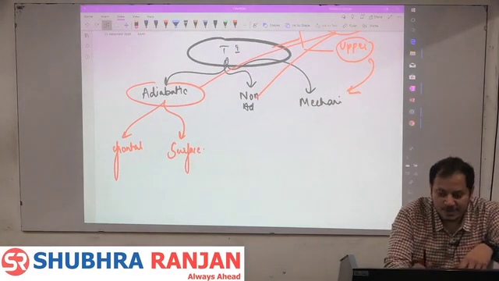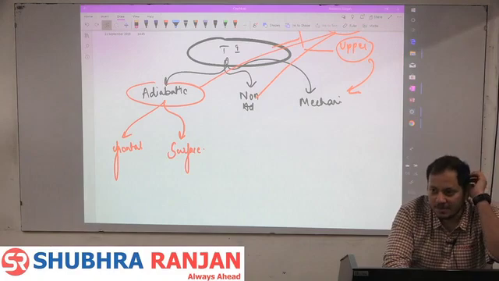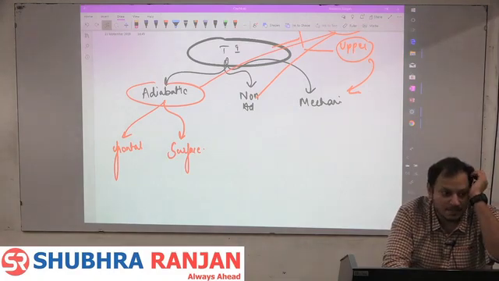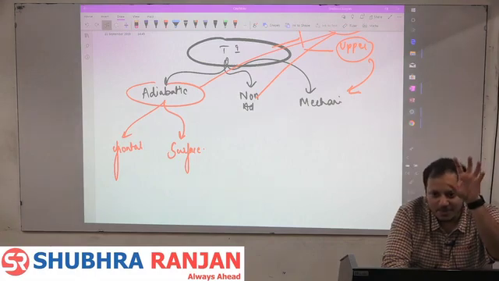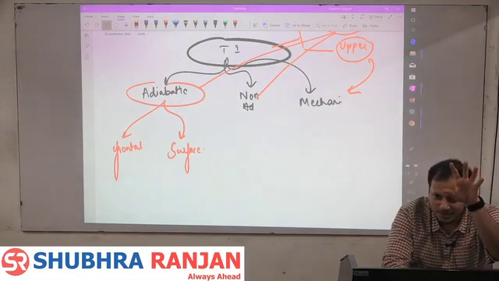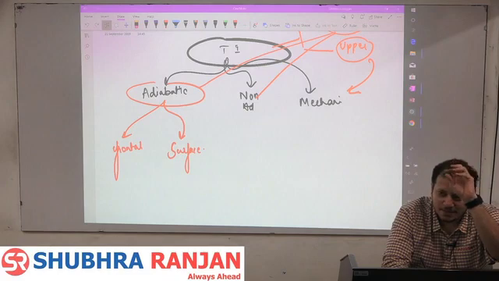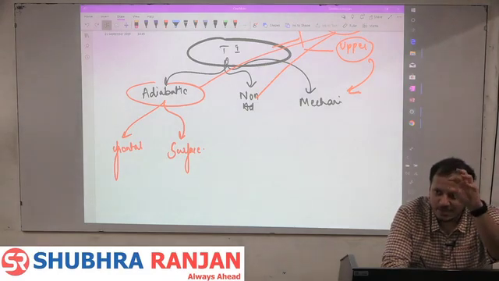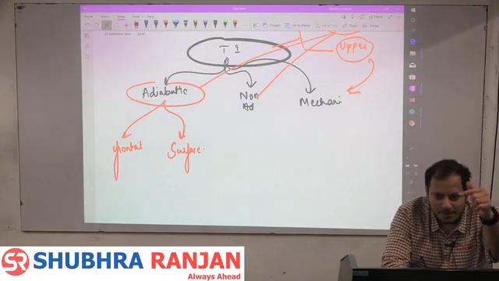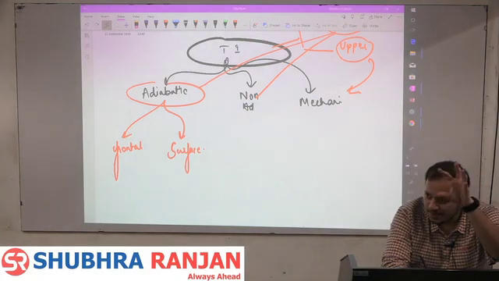Getting it? Today's one question, the impact of water masses and ocean currents, a GS student will not be able to write. Understanding? It is a very good question for the optional students. A GS student will not be able to write it because they don't go beyond ocean currents. Water masses means what? Waves, tides, salinity, temperature, upwelling, downwelling, how does it impact the marine biodiversity?